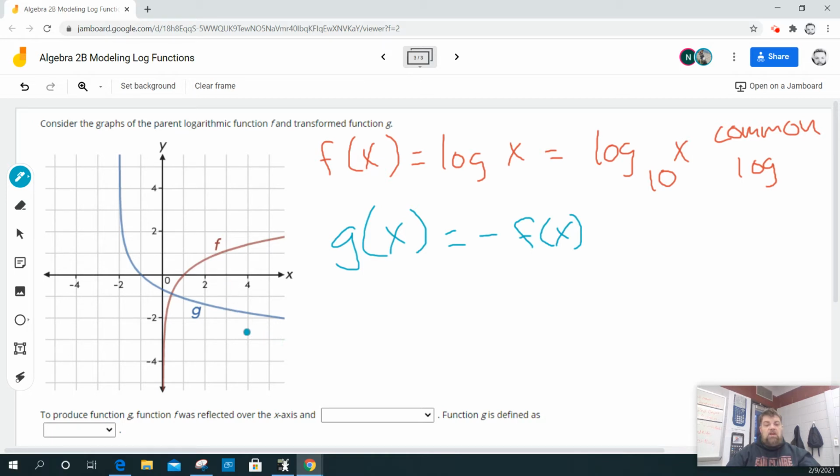But now, if you notice that this is shifted over, so if it was truly flipped over the x-axis, it would look more like this, right? But it looks like it's been shifted 2 units to the left, right? So right here, it looks like it's been shifted to the left 2 units, okay?